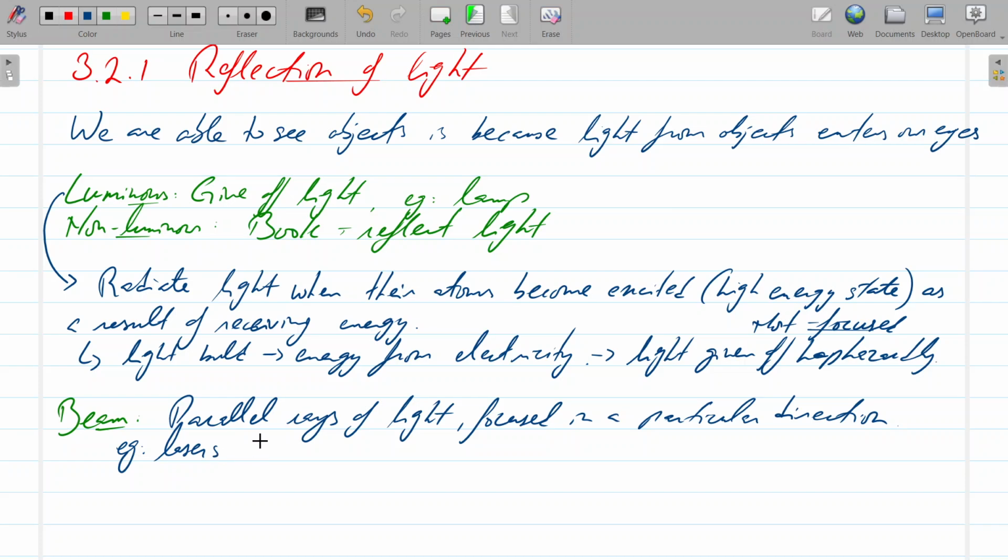They are used, for example, in the barcode scanners at checkout counters, or in industries to cut through metal or rocks, or even in medical procedures, for operations or for printing. Those are different applications of beams of light.